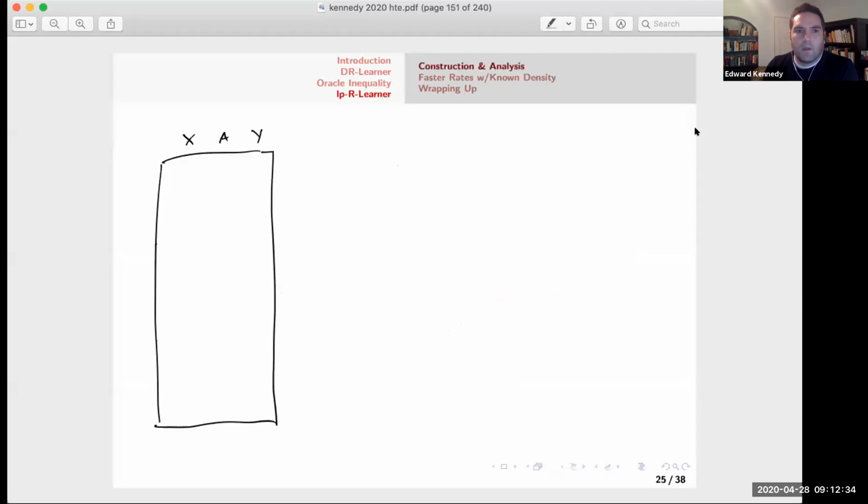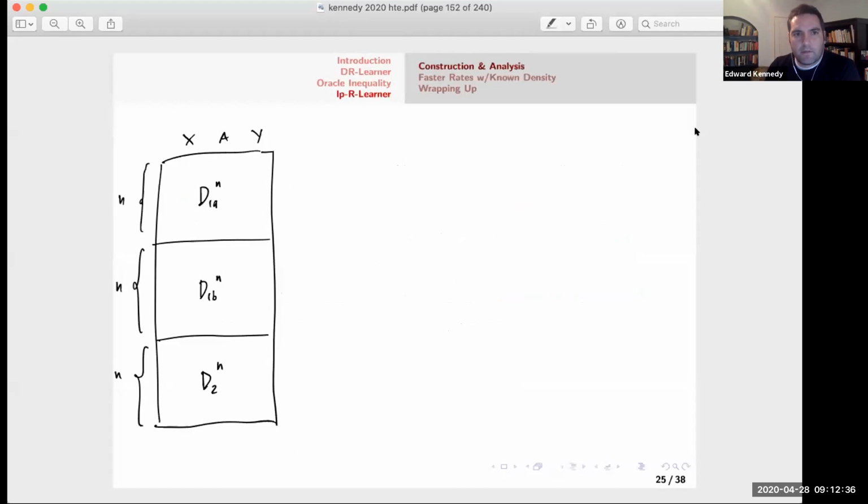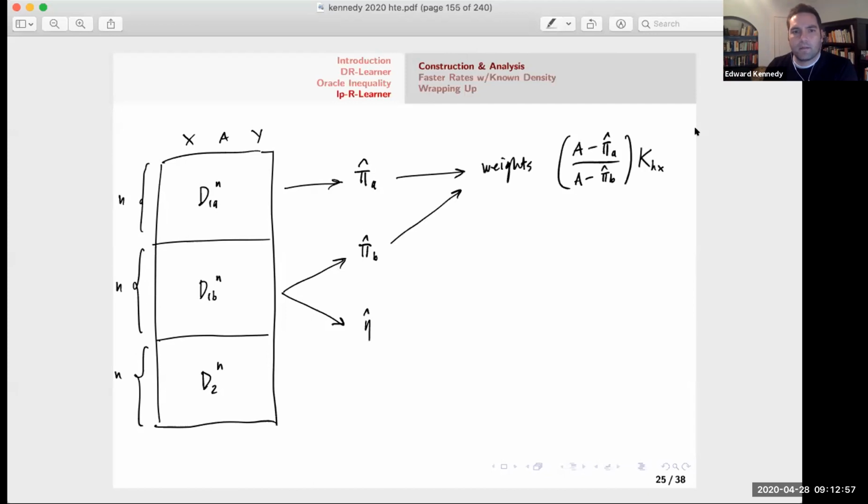So let me just move forward. This is a schematic for the approach. Again, we split our data into 3 folds, but we do something a little different here. In the first fold, we still estimate the propensity score, pi hat, but now we use the second fold slightly differently. We use it to estimate the propensity score again, so we get 2 propensity score estimates, and we get an estimate of the marginal regression of y on x.